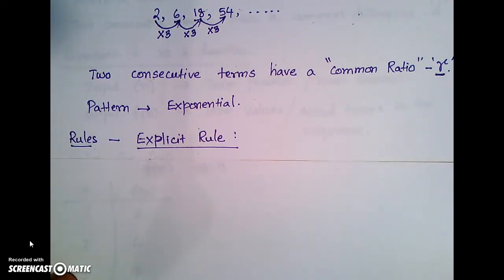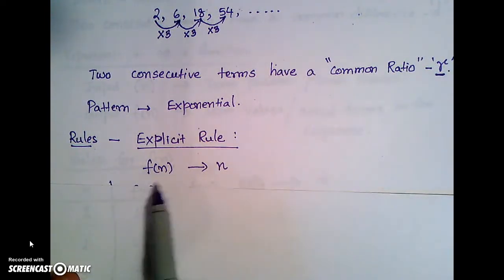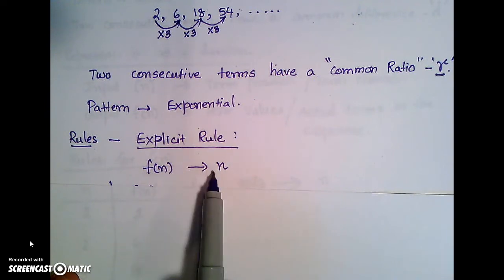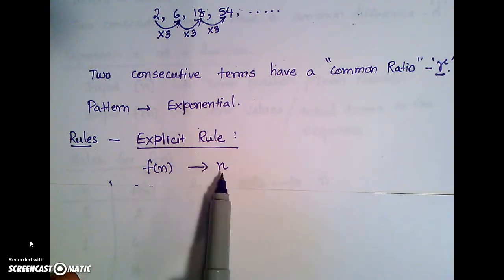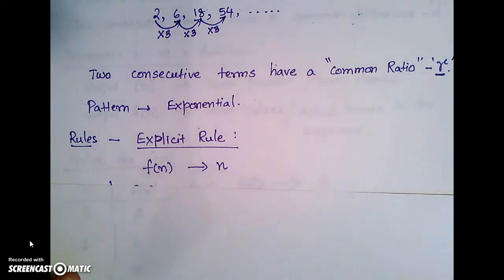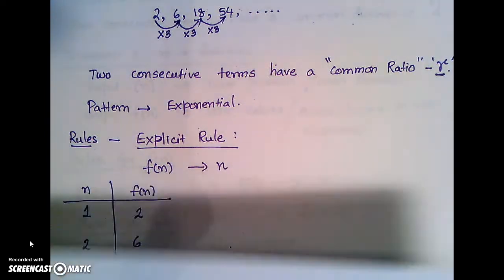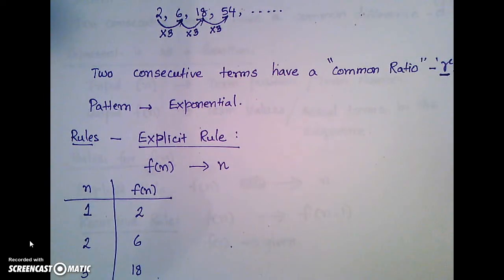The first rule that we are going to learn is our explicit rule, which relates your output to your input directly. So this is my output f of n, the term value, each term value, and this is my term position or the term number. So let's go ahead and rewrite our sequence in a table form.